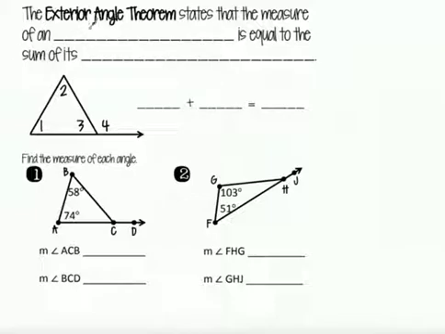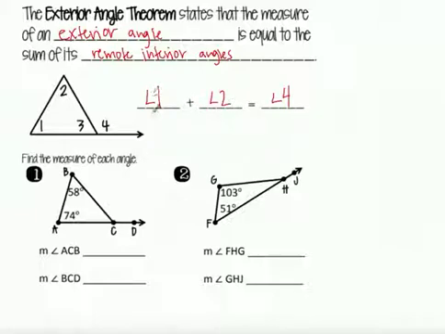The exterior angle theorem states that the measure of an exterior angle, and remember exterior angle just means an angle on the outside, is going to be equal to the sum of its remote interior angles. So remember, remote interior angles are angles that are inside the triangle but not touching my exterior angle. So for example, my remote interior angles for my exterior angle 4 would be angle 1 and angle 2. So if I add up angle 1 and angle 2, it will give me angle 4.